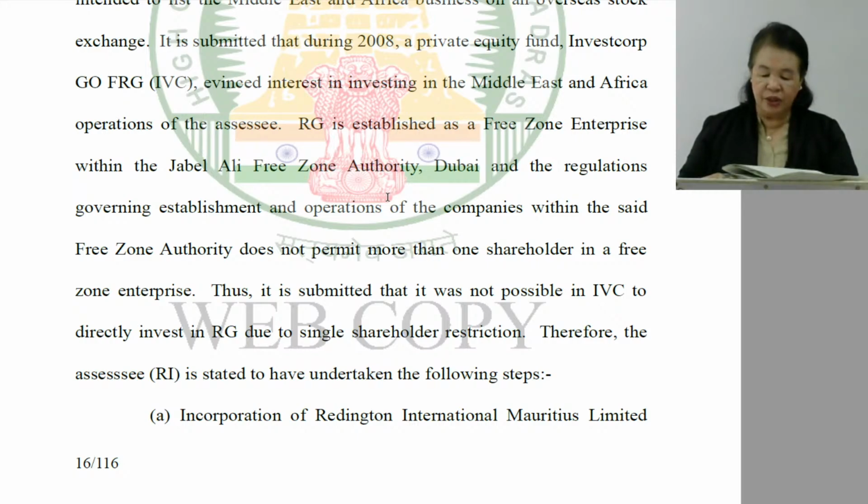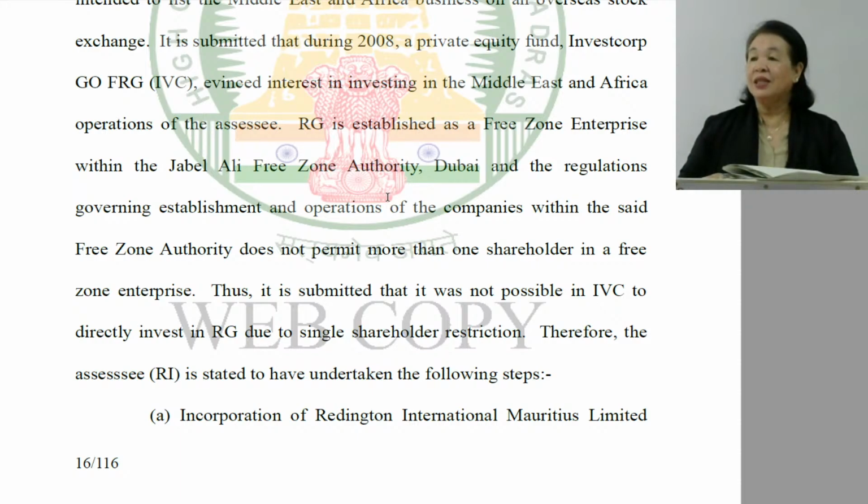It is submitted that during 2008, a private equity fund, InvestCorp, evinced interest in investing in the Middle East and Africa operations of the assessee. RG is established as a free zone enterprise within the Jebel Ali Free Zone Authority, Dubai.